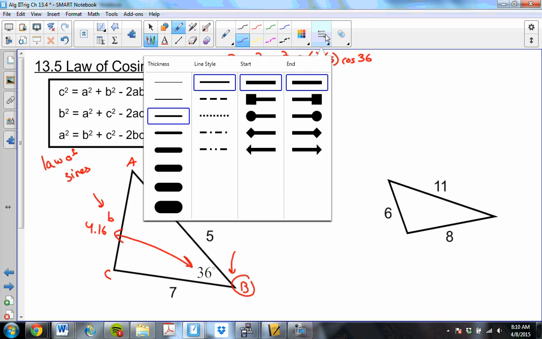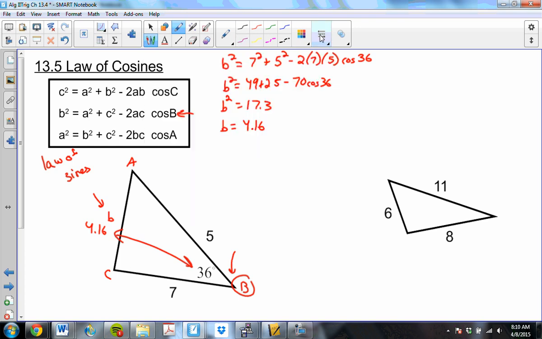This next one, we're trying to find an angle. I have all three sides, but I don't have an angle. Again, it doesn't really matter what I'm going to call these. I'm going to go A, B, C. Now, I want to find all three angles, but I'll just pick one to start with. Let's just find angle A first. Why not? So I'll call that my theta.